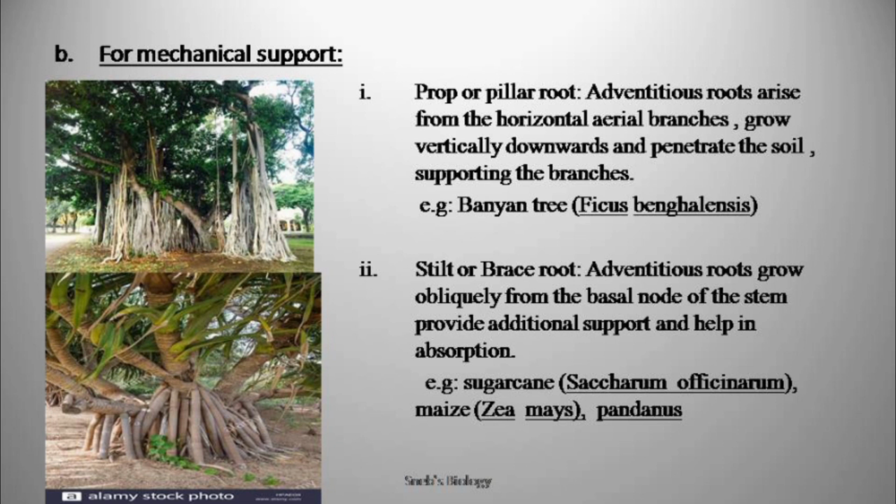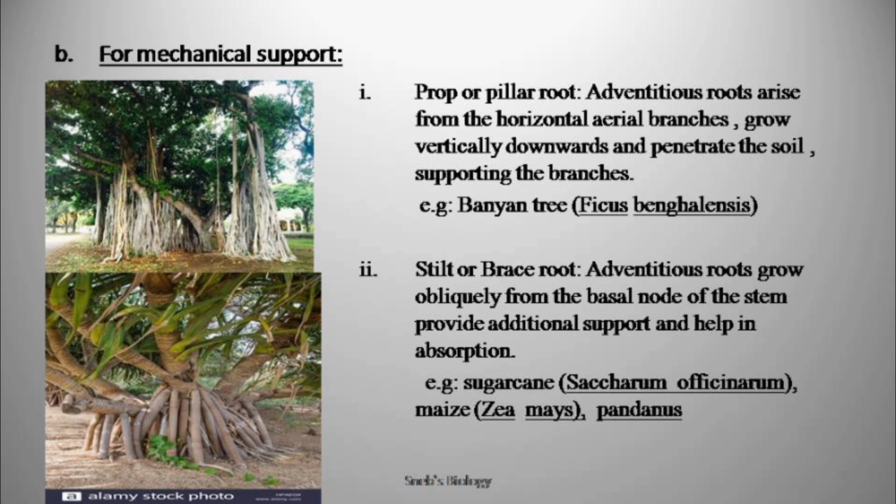Modification of root for mechanical support. These roots are going to provide additional support to the existing plant. First, the prop root or pillar root. The prop root or pillar adventitious root develops from the large horizontal branches, hangs downward and finally enters the soil, thus giving a pillar-like appearance. For example, banyan tree.